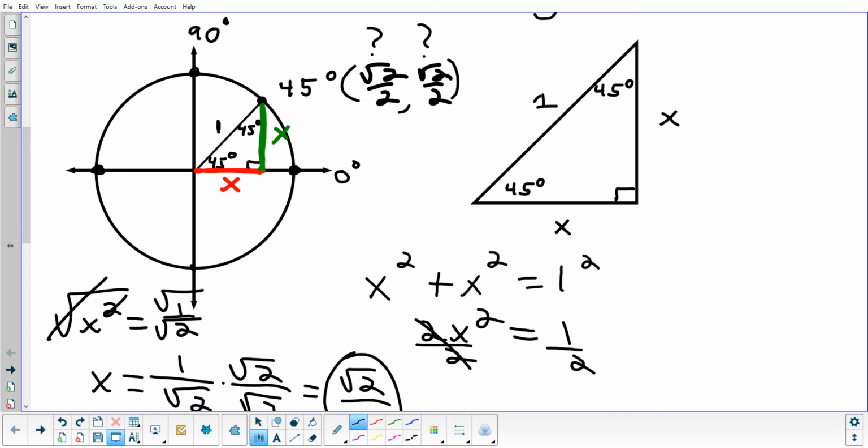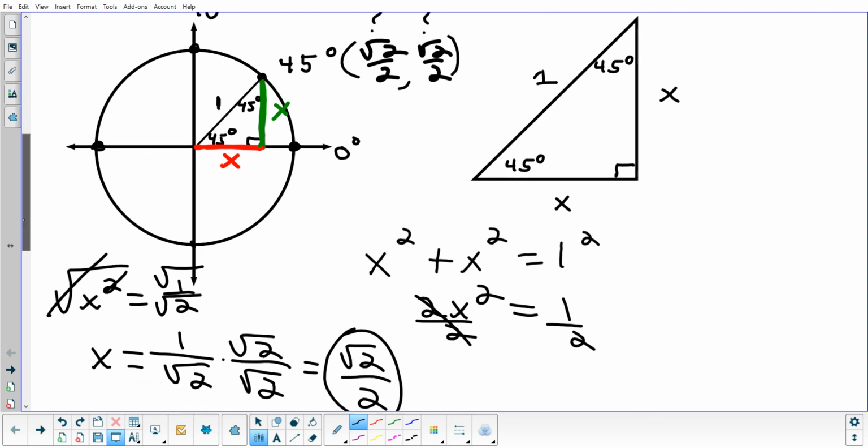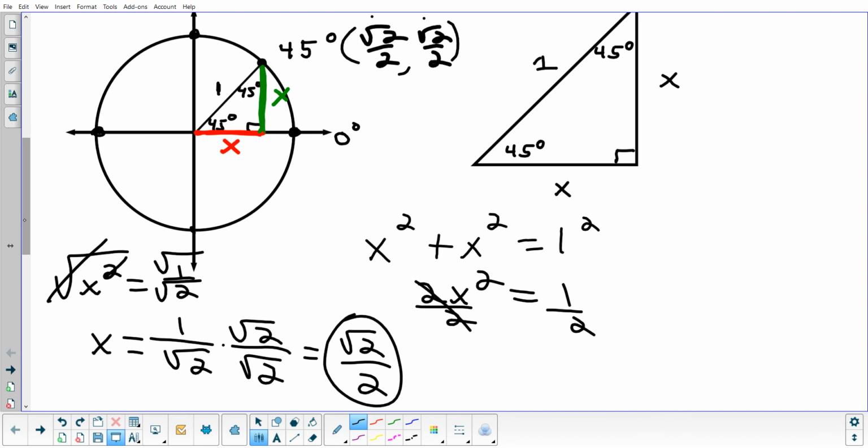Like if you're trying to build something, now that we know that coordinate for 45, that never changes. We don't have to go back and figure that out again. That's always the coordinate for 45 degrees. So now we know the x and we know the y. We can do whatever we want to do with it. Okay, so any question on how we figured out that coordinate?